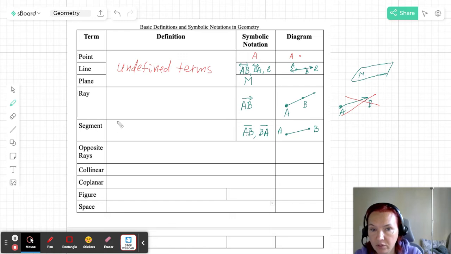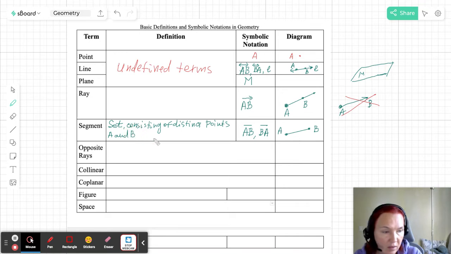Okay, now the proper definition of a segment. It is a set of points consisting of the distinct points A and B, and all points between them. So that's the definition of a segment.